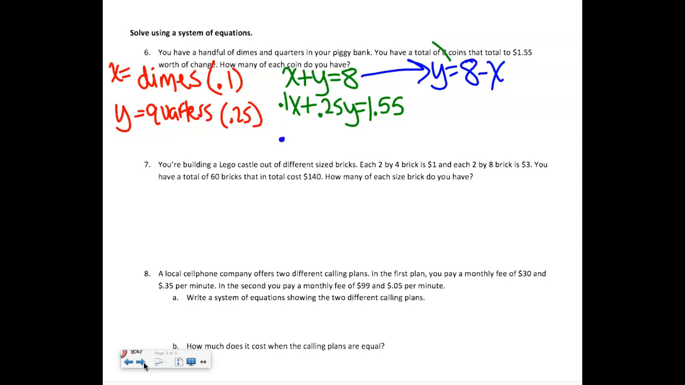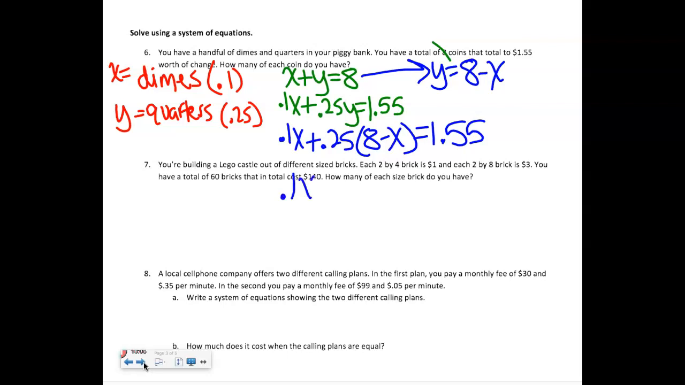Now whenever I see a y in my next equation, I'm going to plug in that 8 minus x. So I'm going to have 0.1x plus 0.25, and instead of y, I'm going to have 8 minus x. Okay, now we're going to do what we did on the last page. I'm going to distribute that 0.25. I'm going to just write down this problem, I guess.